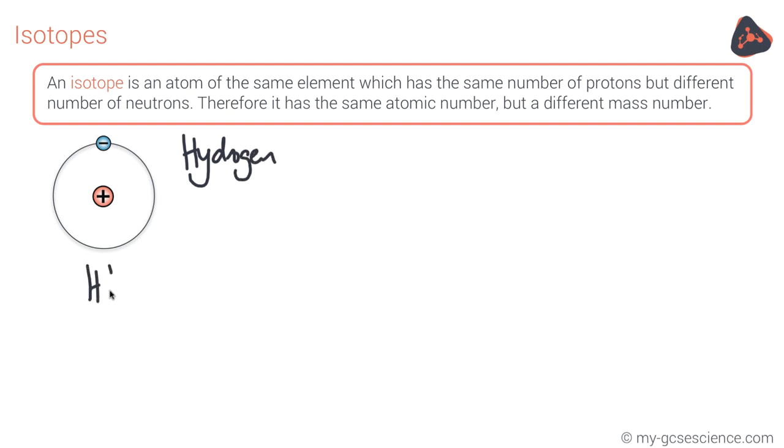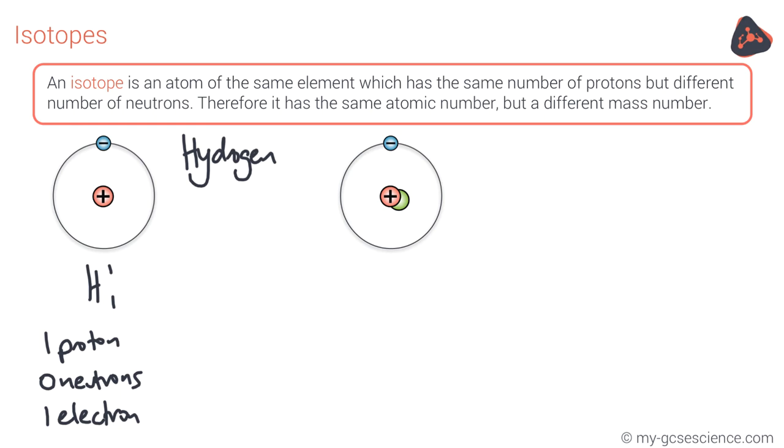Hydrogen has three main isotopes. The first one is the one we're familiar with: one proton and one electron, but no neutrons. The second one is called deuterium, although you don't need to know the name of that. It's still got one proton and one electron, but now it has one neutron. If you remember, the mass number is the number of protons plus the number of neutrons. So with the second isotope of hydrogen, the mass number is 2.